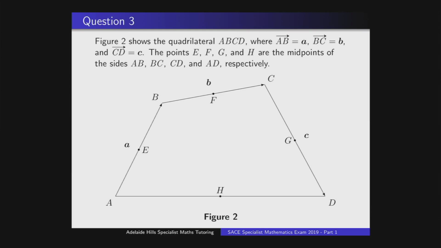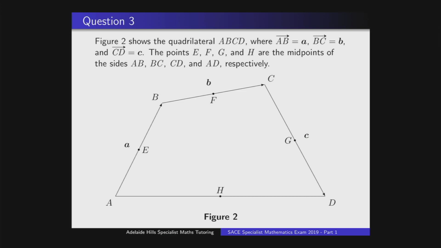You were given at the start of question 3 a reference to figure 2, which shows a quadrilateral ABCD. That's the quadrilateral in the diagram below. It goes A, B, C, D, and the vector AB is given by the bold little a, the vector BC is the bold little b, and the vector from C to D is the bold little c.